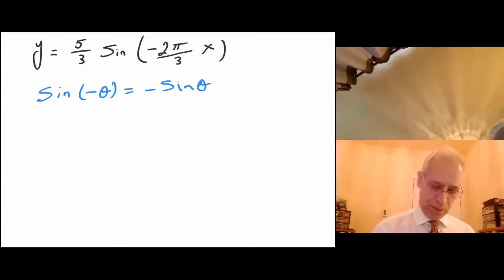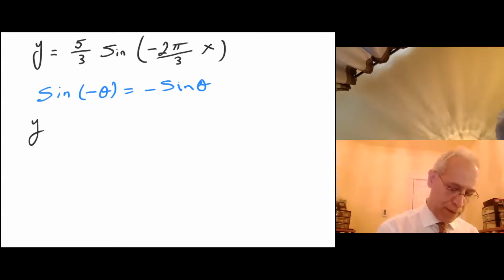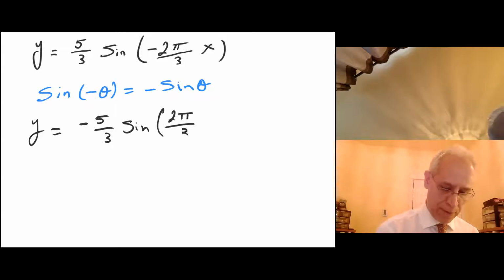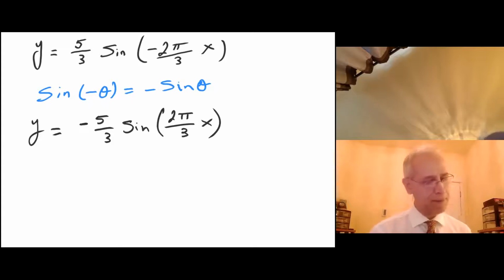So I'm going to go ahead and now rewrite this as y equals minus 5/3 sine of 2 pi over 3x. That would be easiest of all.